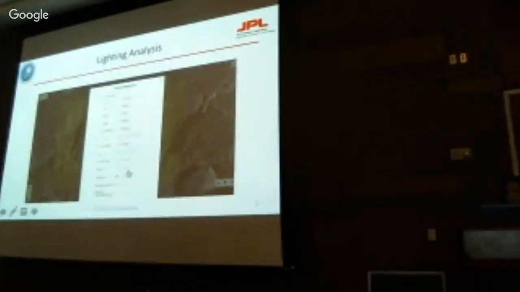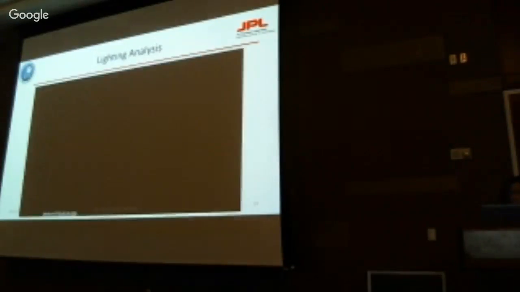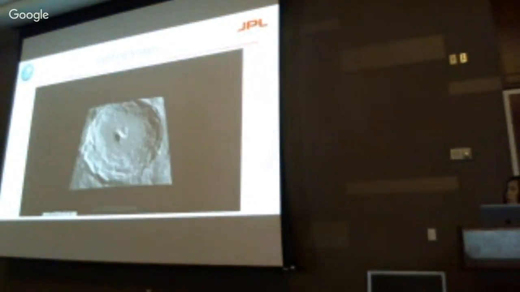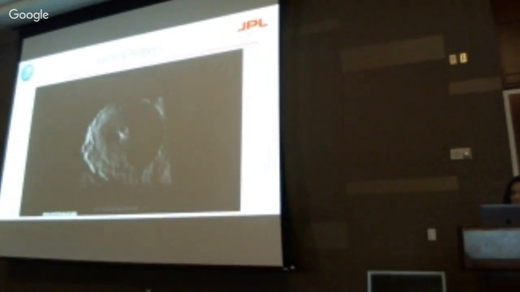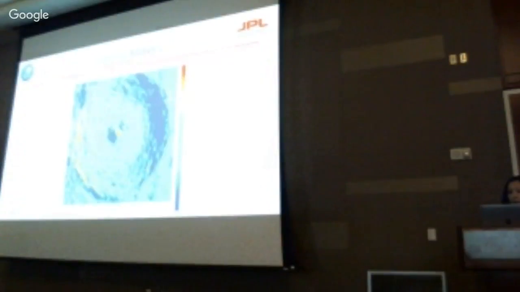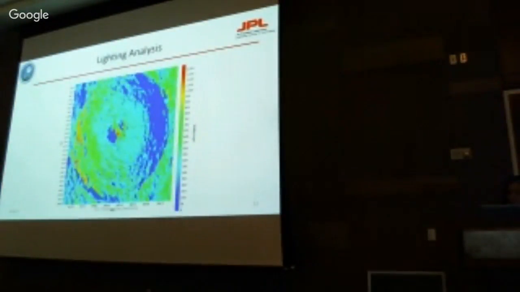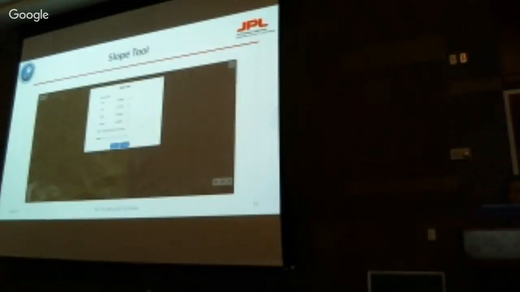For lighting analysis, if you find an area of interest that you want to analyze, we allow you to do that. Here is an output of the lighting analysis. And then it would also output a plot like this, which tells you the watts per square meter. It will be useful for your rover planning if you have a solar panel, for example.